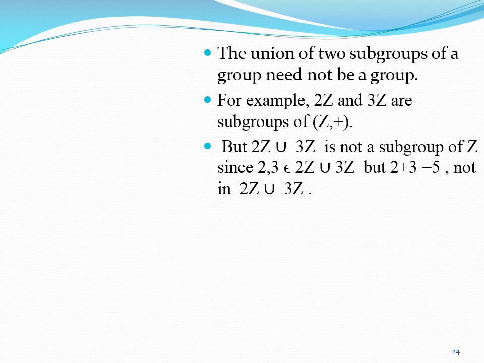Now 2Z union 3Z is not a subgroup of Z. Why? The elements 2, 3 belong to the union, but 2 plus 3 equals what? Closure property: 2 plus 3 equals 5. 5 is not in the union 2Z union 3Z. Am I correct? So the union of two subgroups need not be a subgroup. It may be a subgroup under some condition. What is the condition? That is the next theorem.